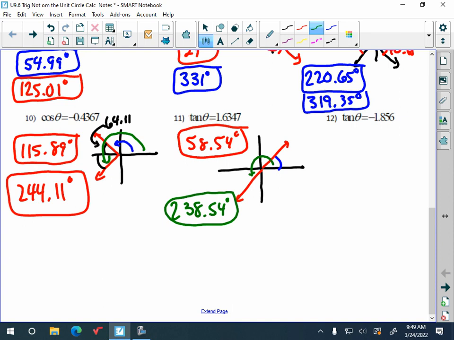All right, then tangent is negative in what two quadrants? Okay. Where? 2 and 4. There you go. 2 and 4.